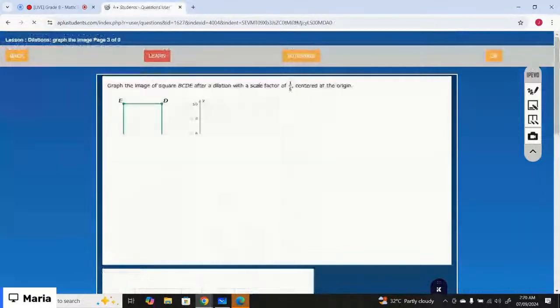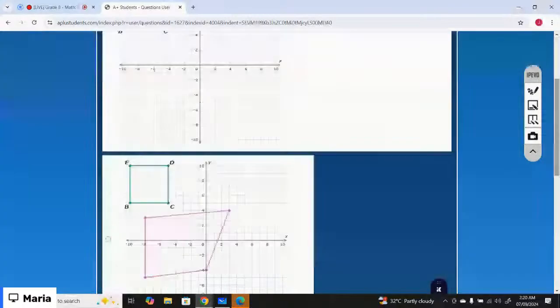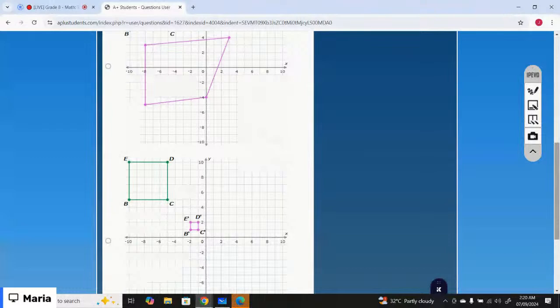Okay, graph the image of square BCDE after a dilation with a scale factor of 1 by 5 centered at the origin. Now the scale factor is 1 by 5. That means the size is reduced when you multiply by 1 by 5, because 1 by 5 means you are dividing the factors by 5, right? So the figure made after multiplying by the scale factor would be the smaller one.